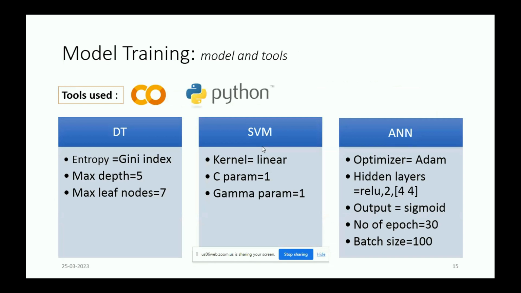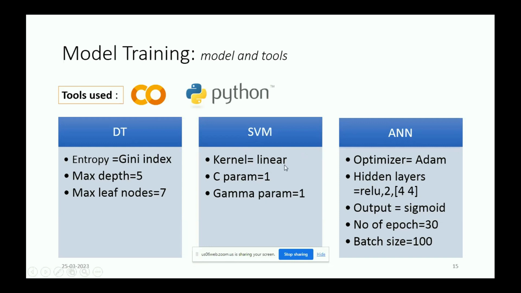So once we have done the analysis, we have trained three models: decision tree, support vector machine, and ANN. This ANN is actually a very shallow kind of neural network. The platform which we used is Google Colab and Python. For the decision tree, we have used the Gini index, and max depth, which we found experimentally, was fixed to 5, and max leaf nodes is equal to 7.